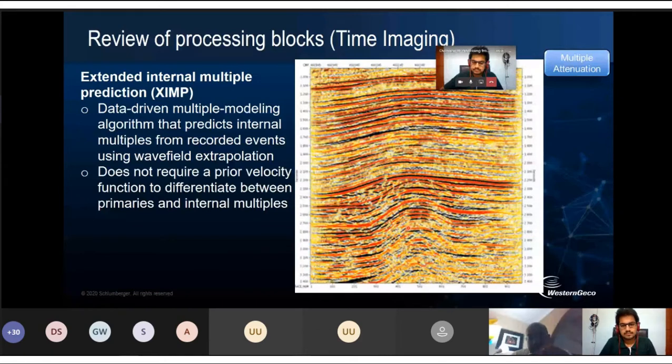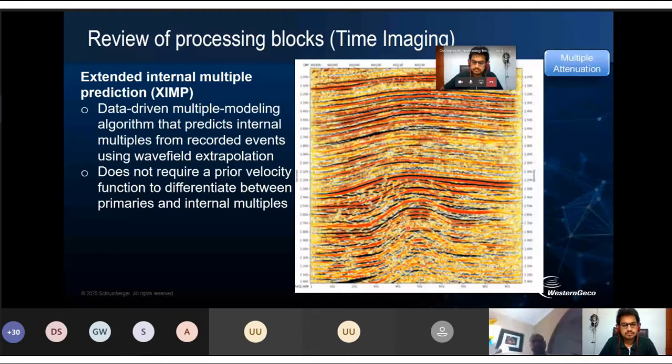And you can see it pretty much cuts across the geology. This is before, this is after. Just imagine this multiple is present and we are trying to interpret a reservoir, for example, here. This might look like a flat spot and a potential reservoir if it is not removed. So this is a very important step and needed for most of the land surveys and marine surveys.